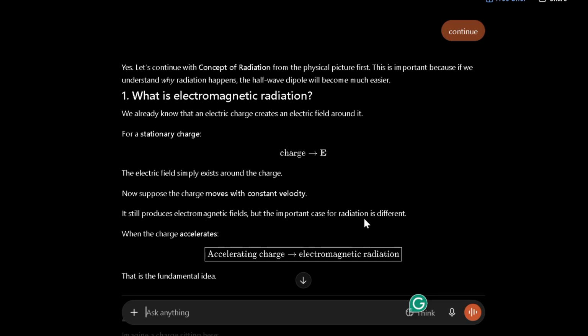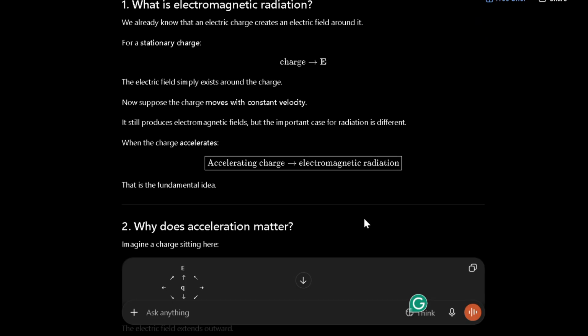An accelerating charge produces electromagnetic radiation. The idea is simple. When a charge exists, it simply exists, and it still has an electric field around it. If we take objects like metals, they also have stationary charges, and they have an electric field. You know that.